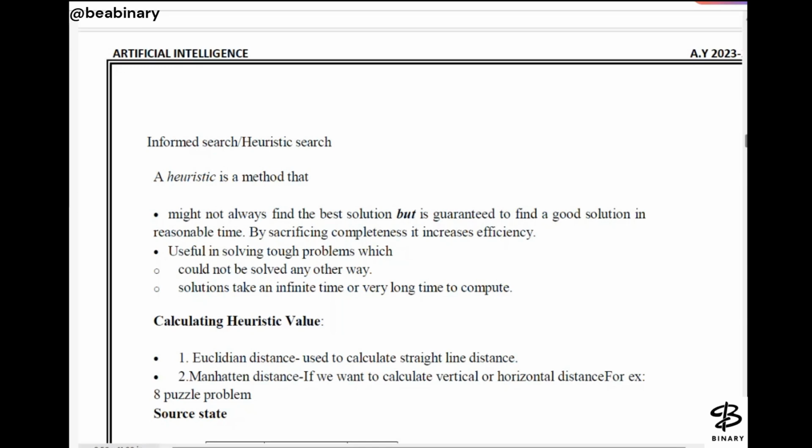Now, what is informed search or heuristic search? And what is the meaning of heuristic? Can any one of you explain what a heuristic is? Heuristic is basically a problem-solving method that uses mental shortcuts to find a quick and practical solution.